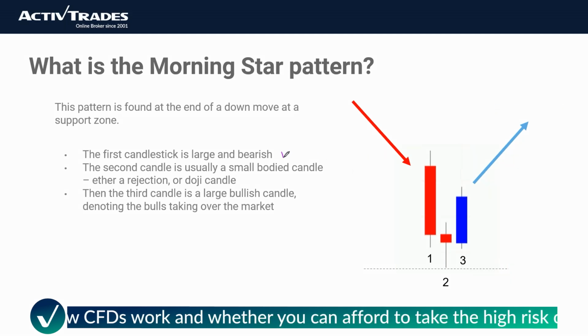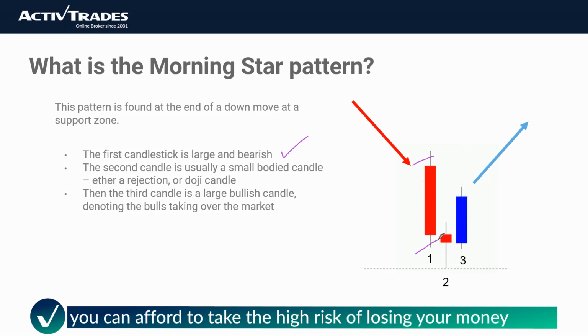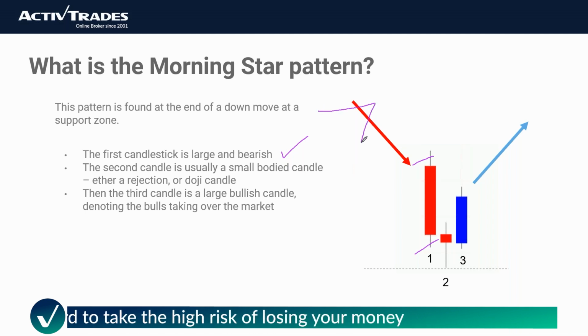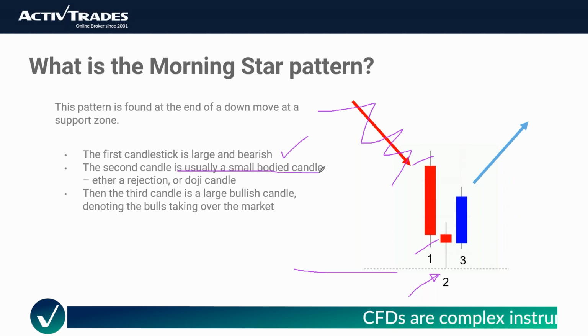So when we're looking at a morning star pattern, let's just bring up the old drawing tool. What we can expect is that the first candlestick should be a large and bearish candlestick, okay? As I said, as part of a downtrend, running into a level of support. The second candle, candle 2, should always be a small bodied candle.